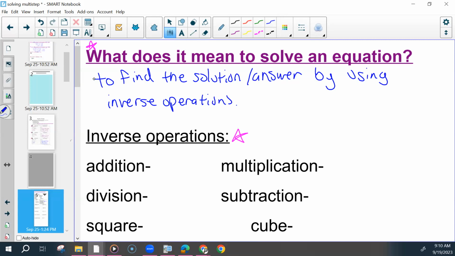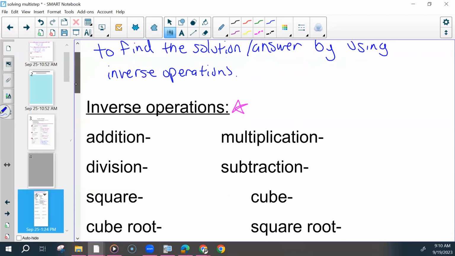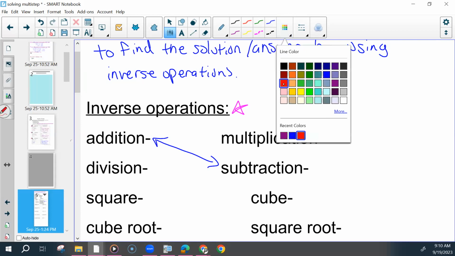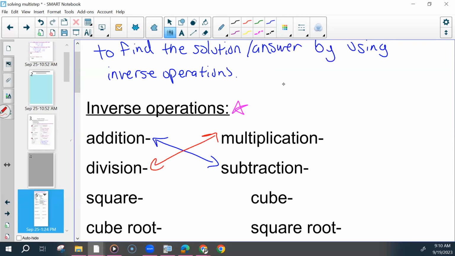And then just to make sure we're all on the same page as to what these inverse operations are. If I said, what is the opposite or inverse of addition? Subtraction. What is the opposite or inverse of division? Multiplication. The opposite of squaring something. Square root.